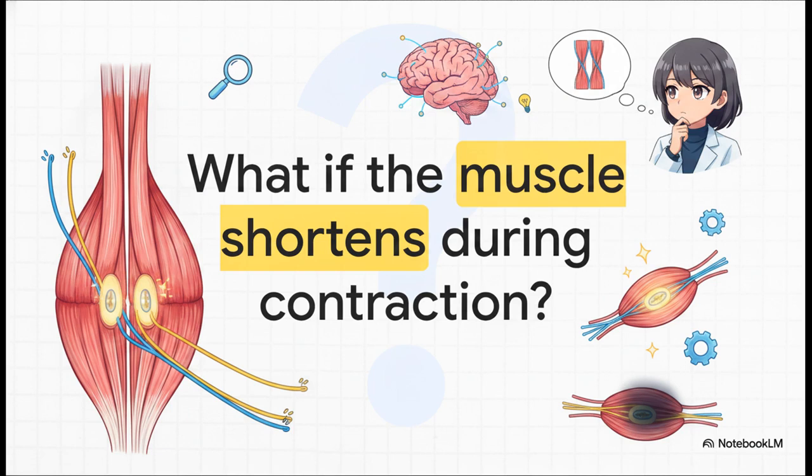Imagine if your brain only told the main extrafusal muscle fibers to shorten. Because the muscle spindle sits in parallel to those fibers, wouldn't the spindle just go totally slack? And if it went slack, it would instantly become blind to any further changes in length, rendering your internal sensory system totally useless right when you need it most.